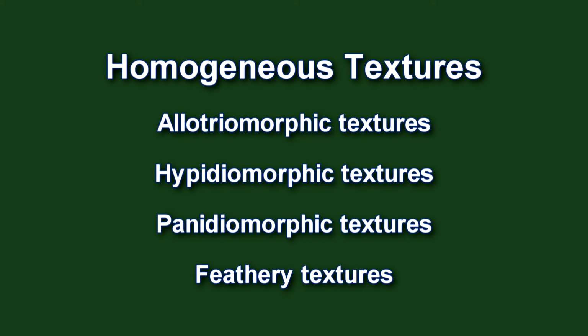Learners, let us summarize what we have learnt under the category of homogeneous textures. The allotriomorphic textures, hypidiomorphic textures, panidiomorphic texture, feathery texture, all different varieties of textures we have studied under these homogeneous textures. Thank you very much.